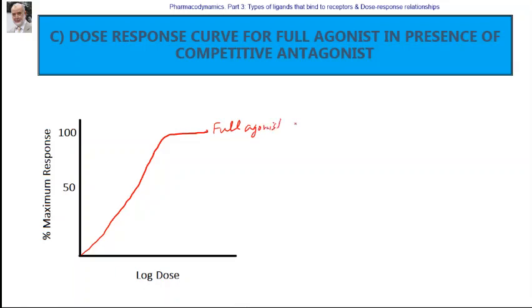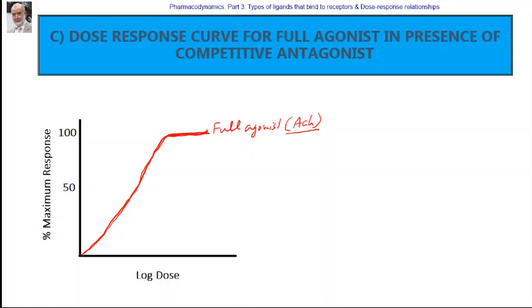Suppose that the full agonist is acetylcholine. Acetylcholine, as we know, by acting on muscarinic receptors, for example in the intestine, produces contraction of the smooth muscle of the intestine. Therefore, as we increase the dose of acetylcholine, the contraction will increase till we reach a maximum contraction. Then there is no further increase in contraction.